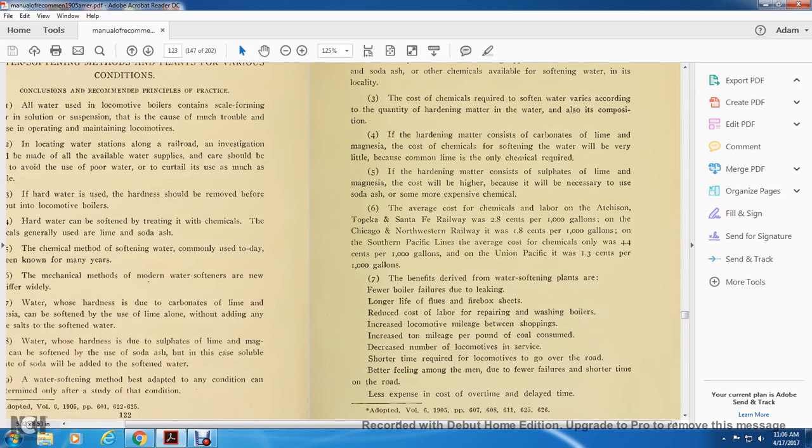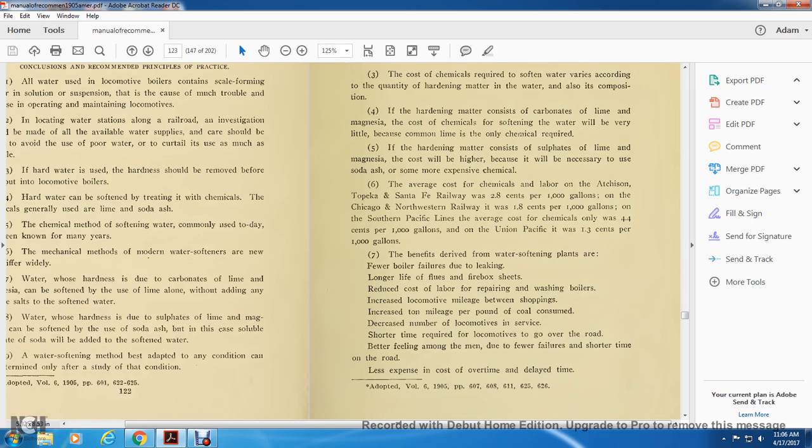The average cost of chemicals on the Atchison, Topeka and Santa Fe Railway is 2.8 cents per 1,000 gallons. On the Chicago and North Western, 1.8 cents per 1,000 gallons. On the Southern Pacific Lines, the average cost of chemicals used is 4.4 cents per 1,000 gallons. The Union Pacific is 1.3 cents per 1,000 gallons.